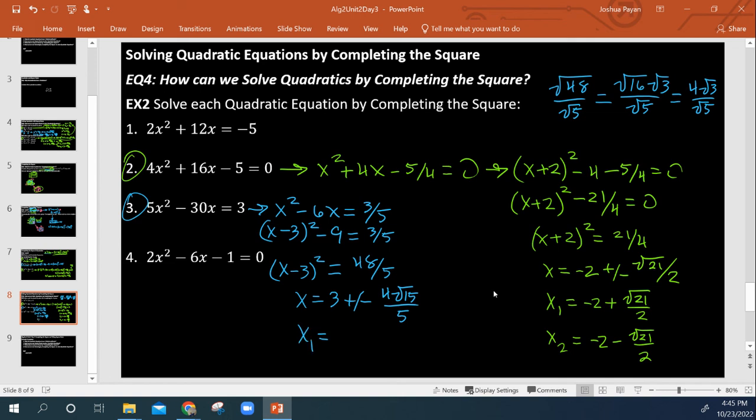So one solution is 3 plus 4 square root of 15 all over 5. The other solution is 3 minus 4 square root of 15, all of that over 5. Okay, so that does it for this video. This stuff seems really complicated and whatnot, but it's just following simple processes and building off of that.